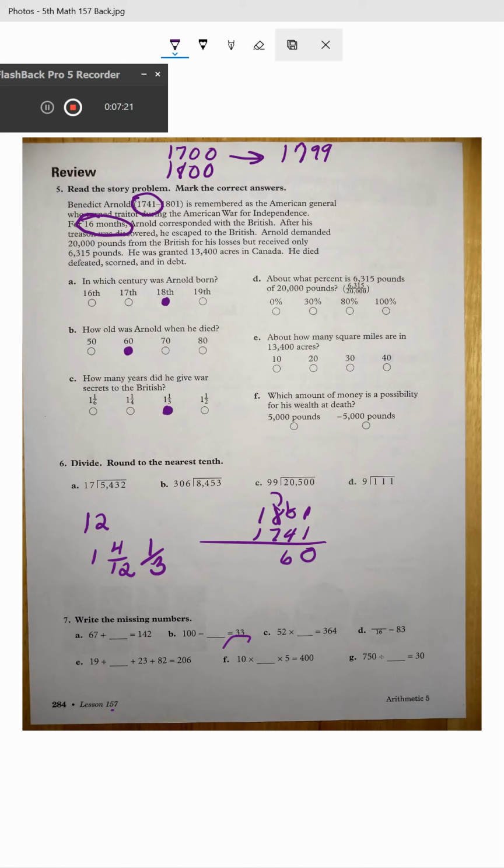About what percent is the total change, right? Oh, that's because they gave him the 20,000 pounds. About what percent is 6,315 pounds compared to the 20,000 pounds he expected? So it's 6,315 over 20,000. They show us that part.